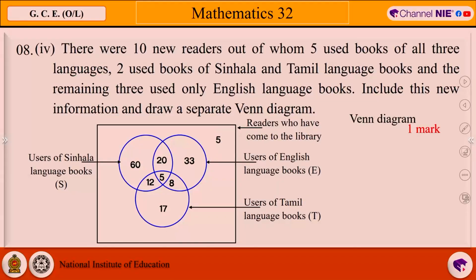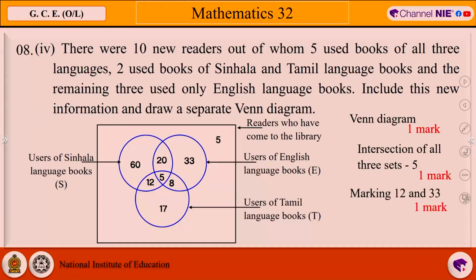Then you will get 1 mark for the new Venn diagram, and the intersection of all 3 sets including 5, 1 mark for that. Marking 12 and 33, another 1 mark. Altogether, you can score 3 marks for this part. There is another part. Okay, quickly let us move on to that.